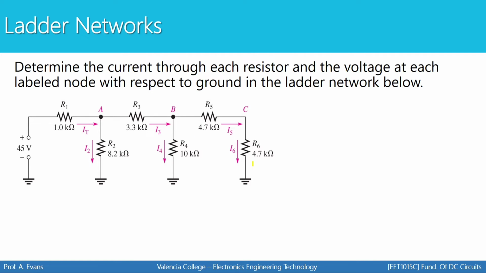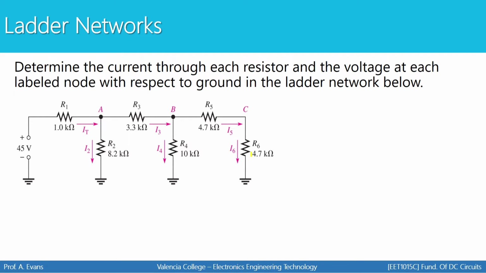There's only one relationship you can work with here. R5 and R6 are in series. The rest of this circuit does not have anything in series or anything in parallel. For example, R3 is not in series with R4. They can't have the same current because current has to split here. Some will go through R4, some will go this way. R2 and R4 are not in parallel with each other because you have a resistor up here. R2 is not in parallel with the 45 volt source because you have a resistor here. So there's only one relationship you can work with, which is the fact that R5 and R6 are in series.